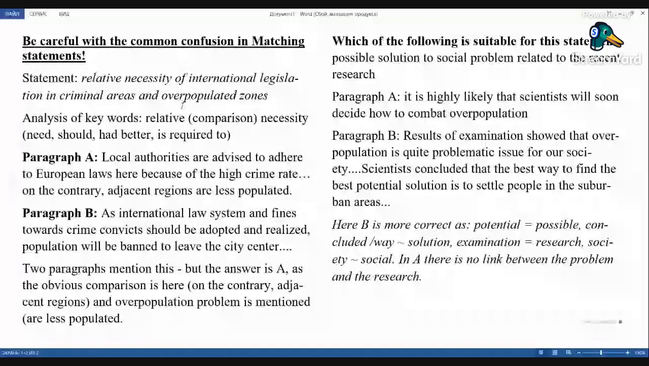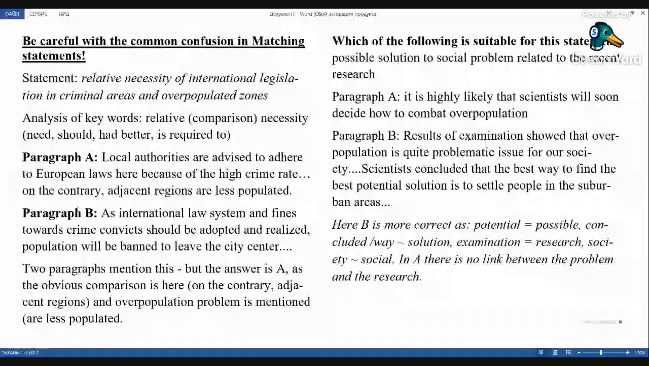The noun part is international legislation. We talk about international legislation, international laws, and so on. We need to find out the subject of the statement, which is criminal areas and overpopulated zones. Actually, two points that need to be mentioned in the paragraph. Well, we have two paragraphs. I've written short sketches of these paragraphs, short plans.